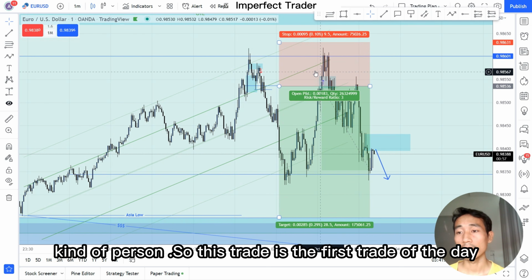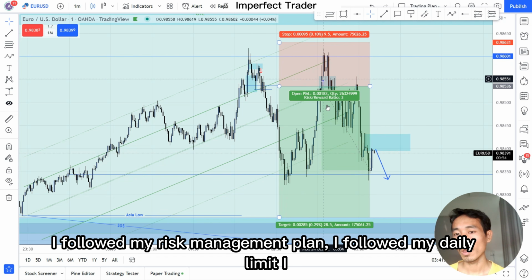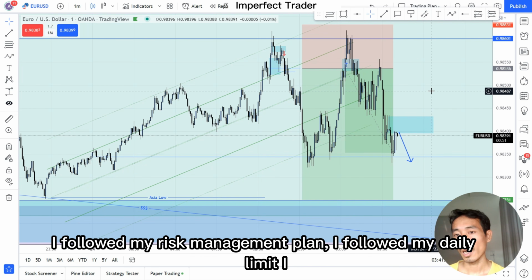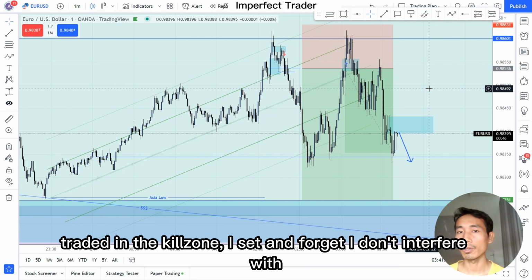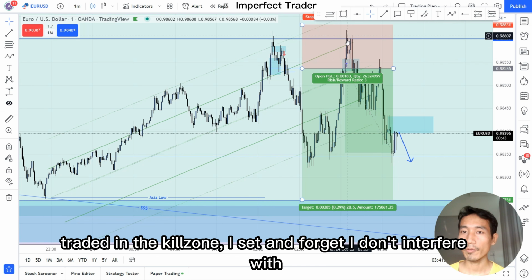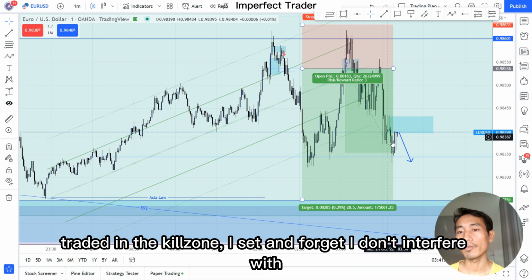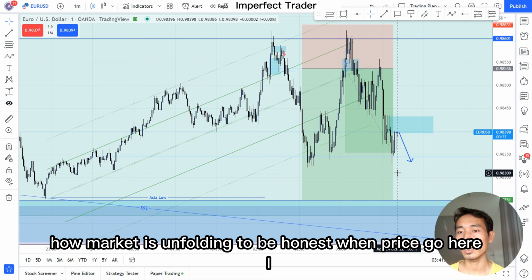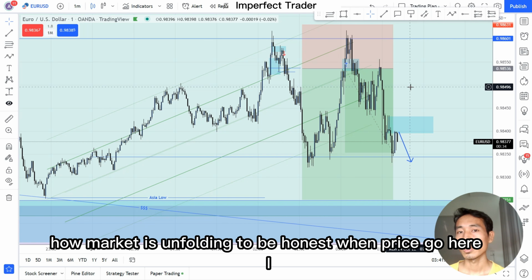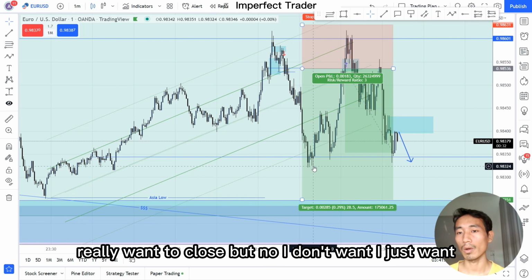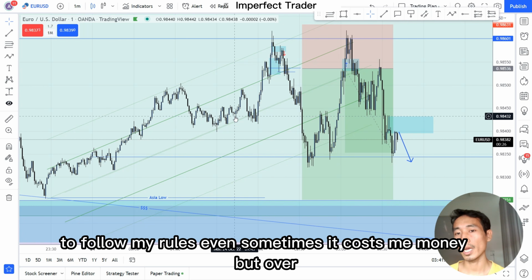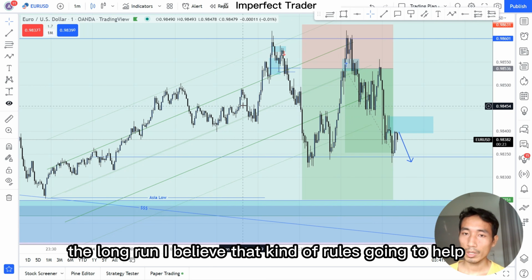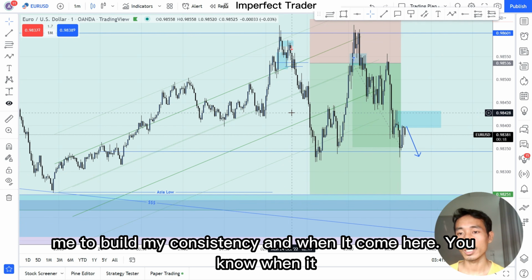So this trade is the first trade of the day. I follow my risk management plan. I follow my daily limit. I trade in the kill zone. I set and forget. I don't interfere with how the market is unfolding. To be honest, when price goes here, I really want to close, but no, I don't want to. I just want to follow my rules. Even if sometimes it costs me money, over the long run I believe those rules are going to help me build my consistency.